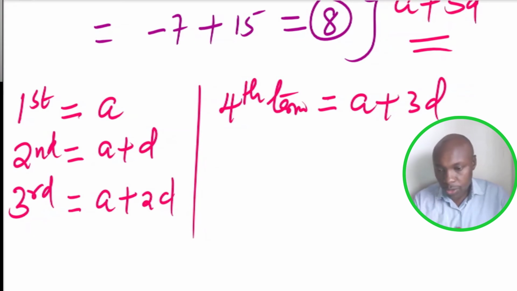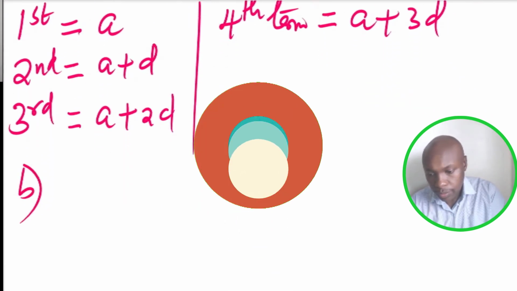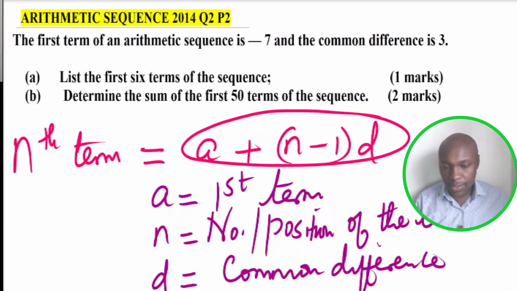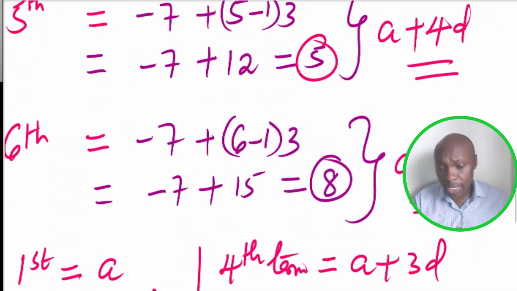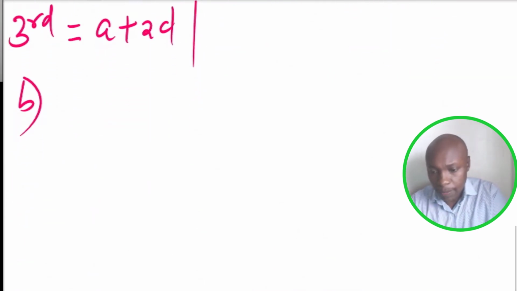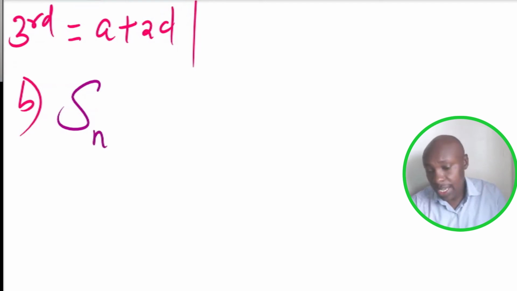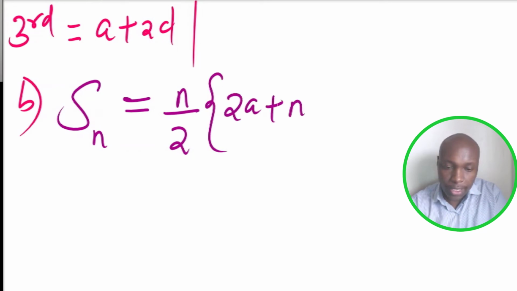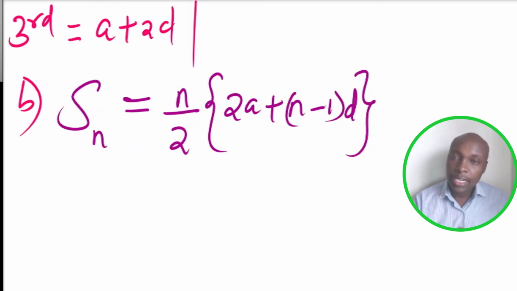So that is the first part of the question. Let's go to the second part of the question. Now the second part, we are required to determine the sum of the first 50 terms of the sequence. This one is an arithmetic sequence. How do you get the sum of a number of terms of an arithmetic sequence? It is given by this formula. The sum of n terms of any arithmetic sequence is given by n divided by 2 into brackets multiply by 2a plus n minus 1 d, where n is the number of terms that you're getting the sum, a is the first term, and d is the common difference.